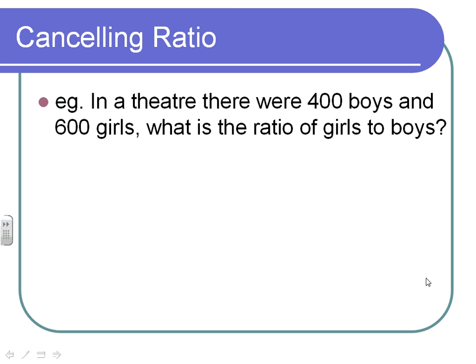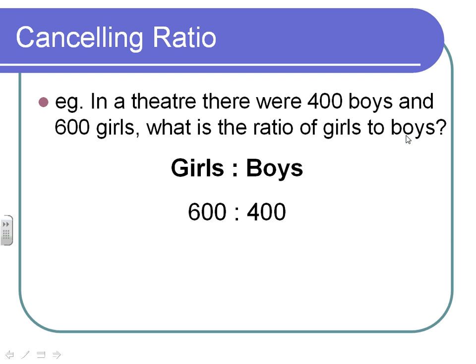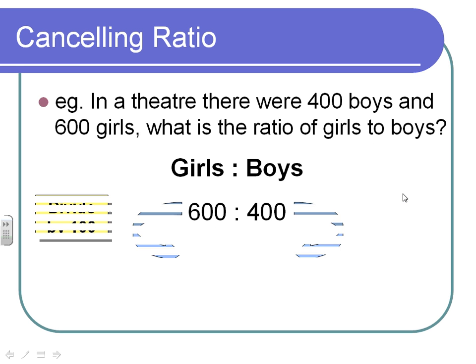So let's look at this one. In a theater, there were 400 boys and 600 girls. What is the ratio of girls to boys? We look to make sure we're doing girls to boys. In this one, we have to make sure that our girls go first. Even though the statement says there's 400 boys and 600 girls, you need to look at what ratio they are asking for. And here they are asking girls to boys. 600 girls to 400 boys.